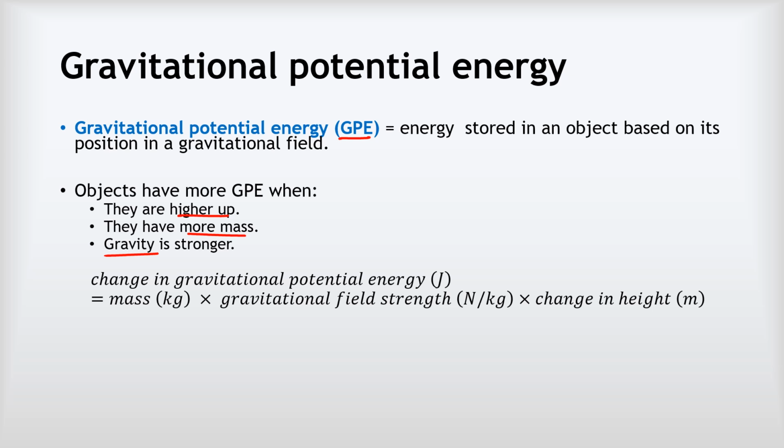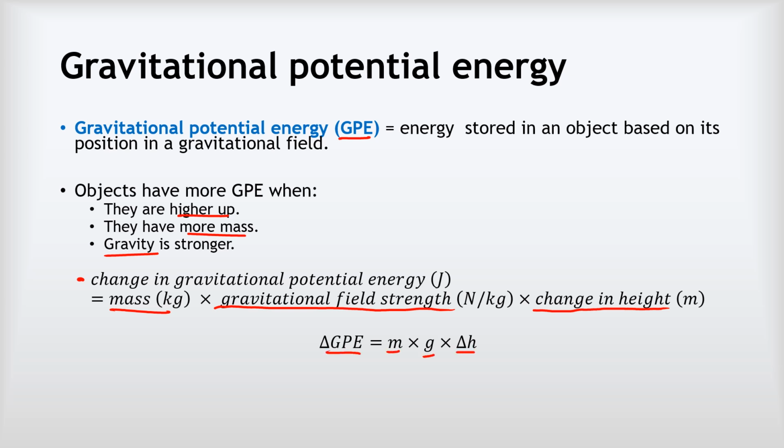So rather than calculating the gravitational potential energy, we tend to calculate the change in gravitational potential energy. So the change in gravitational potential energy equals the mass in kilograms multiplied by the gravitational field strength, that's the strength of gravity, multiplied by the change in height. Or in symbol form, we say delta GPE equals m times g times delta h.